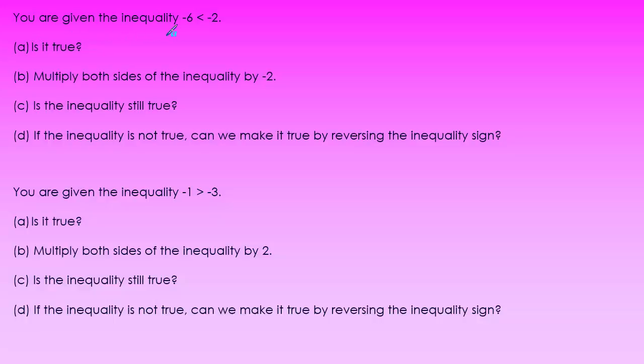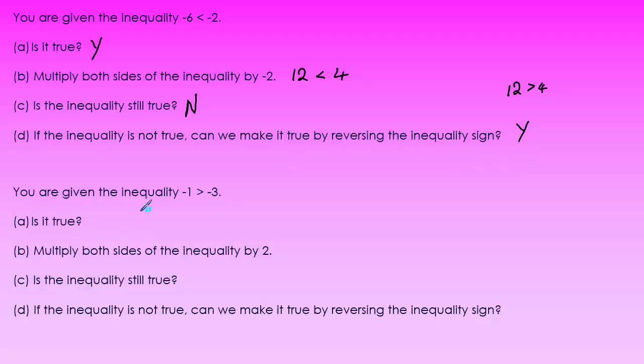You are given the inequality negative 6 is less than negative 2. Is it true? Well, yes it is. Negative 6 is further to the left on the number line than negative 2. Multiply both sides of the inequality by negative 2. So negative 6 times negative 2 would give me positive 12. Negative 2 times negative 2 gives me 4. So we have 12 is less than 4. Is that true? No, it's not. If the inequality is not true, can we make it true by reversing the inequality sign? Well, that would be 12 is greater than 4, and yes, that's true.